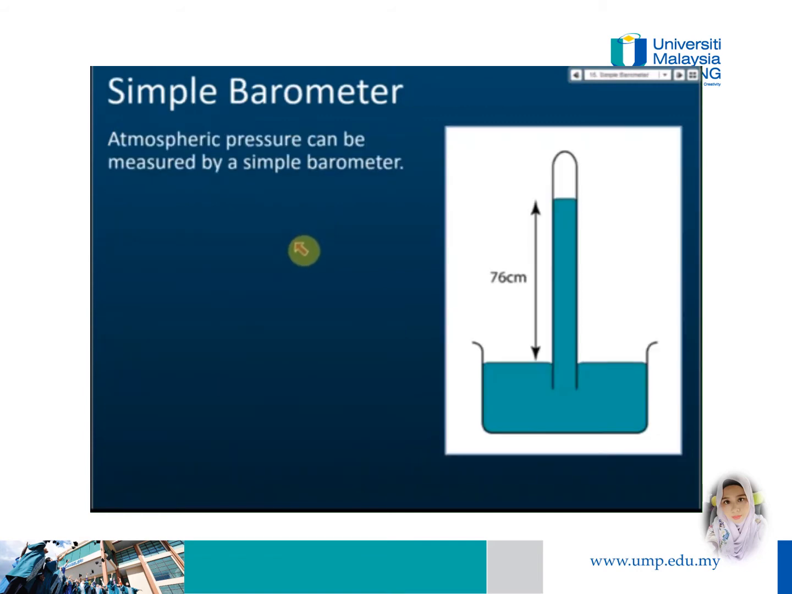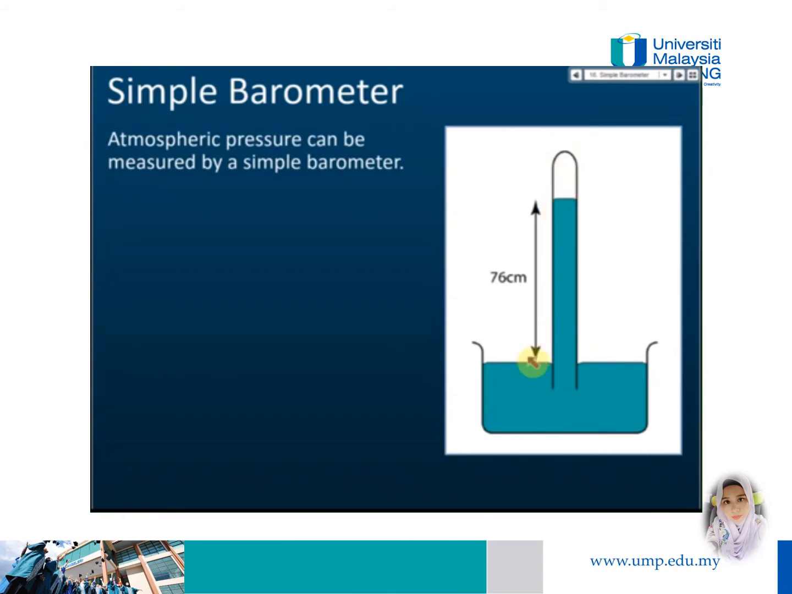Now let's start with a simple barometer. Atmospheric pressure can be measured by a simple barometer, and this is a simple barometer. Now, how to build this simple barometer? This is mercury. We use mercury because mercury has very, very high density. If the density is not high, then this tube must be very, very high. If you use mercury, then this tube can be just around 1 meter high.